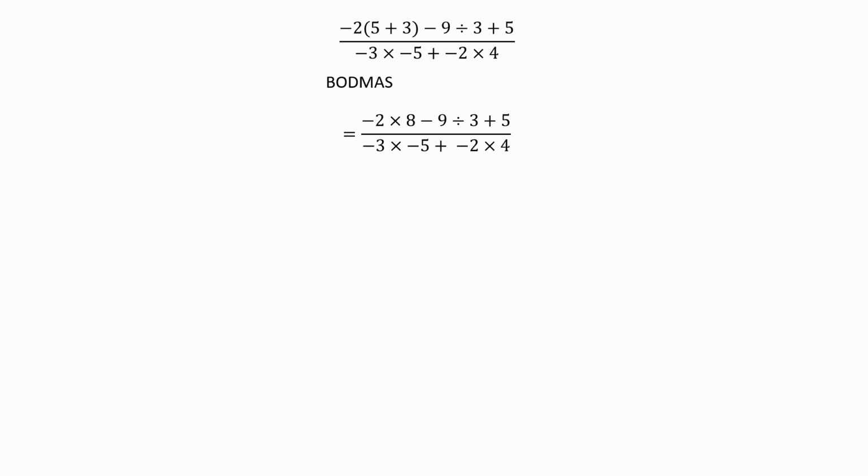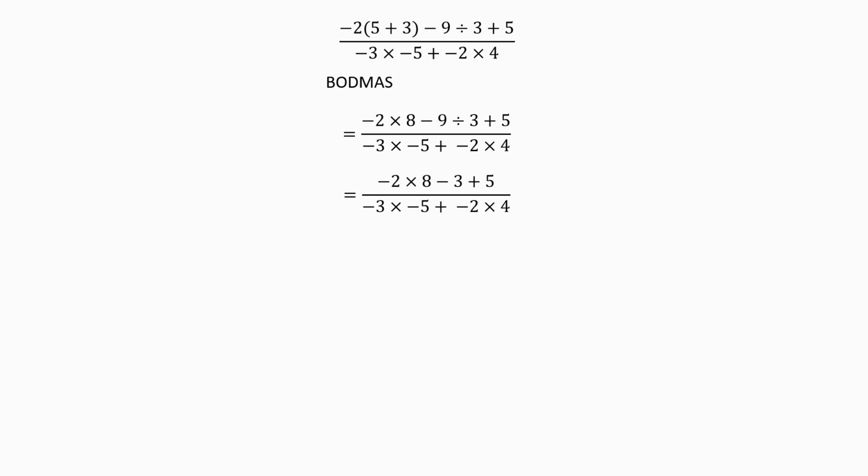The next set is orders. We have nothing that is in any order, either exponents or square roots. So we move to the next set, which is division. We have a -9 divided by 3, and -9 divided by 3 is -3. So our expression becomes -2 times 8 minus 3 plus 5, all of it divided by -3 times -5 plus -2 times 4. The next set is multiplication.